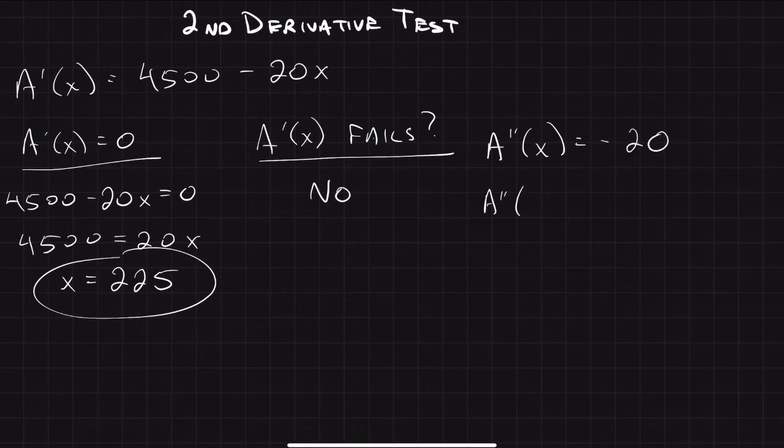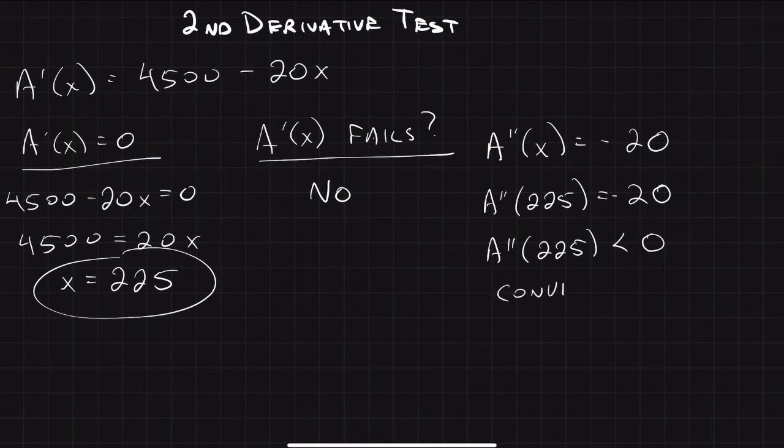We have to plug in our critical value of 225. Notice that there is no x for us to plug it in, so it doesn't matter what we plug into this, we're always going to get negative 20. That means that A double prime of 225 is negative. Since the second derivative is negative, that means we have a concave down function. So therefore, by the second derivative test, the area has a relative max at x equal to 225.